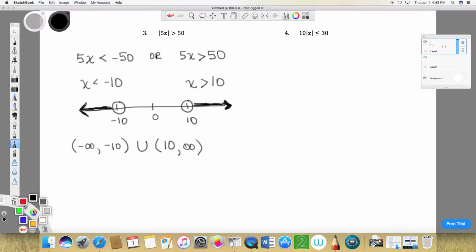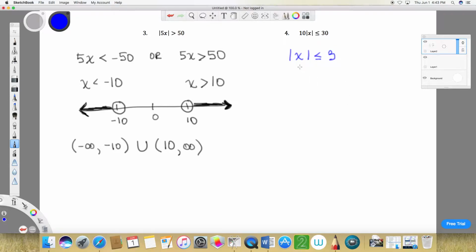Now let's take a look at problem number 4. The first thing we want to do in problem number 4 is isolate the absolute value. So we need to divide both sides of this inequality by positive 10. So we get the absolute value of x is less than or equal to, well, 30 divided by 10 is 3.